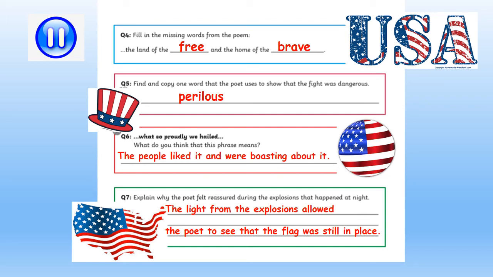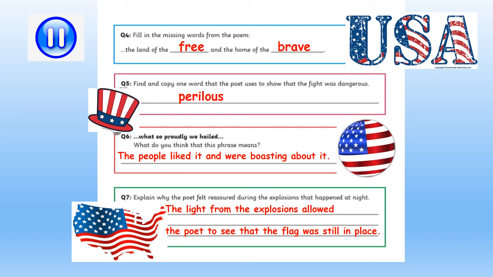And finally, question 7. Explain why the poet felt reassured during the explosions that happened at night. And that's because the light from the explosions lit up the sky and allowed the poet to see that the flag, that the Star-Spangled Banner was still in place, and so the battle hadn't been lost.